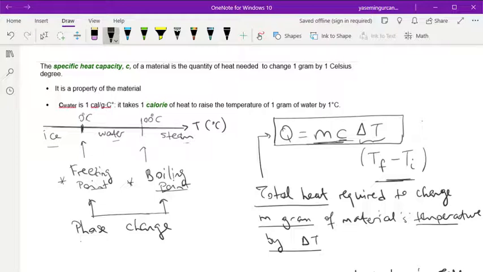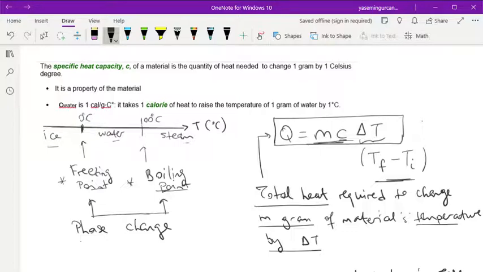For water, for example, the specific heat capacity value C is 1 calorie per gram Celsius. So it means basically if you take 1 gram of water and want to change its temperature by 1 Celsius, you will need to give 1 calorie of energy to it to increase its temperature, or you will need to take 1 calorie of energy from it to decrease its temperature. And once again, because this is for 1 gram and for 1 Celsius, if you have m gram of water and you want to change its temperature by delta T degree, then you need to multiply that C value with m, which is the mass, and delta T, which is the temperature difference.